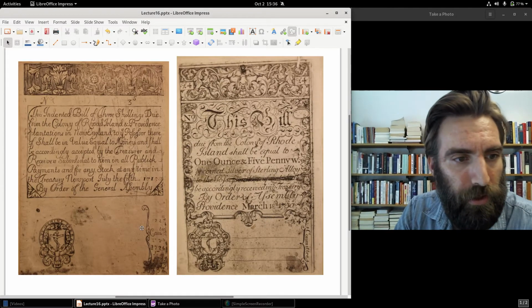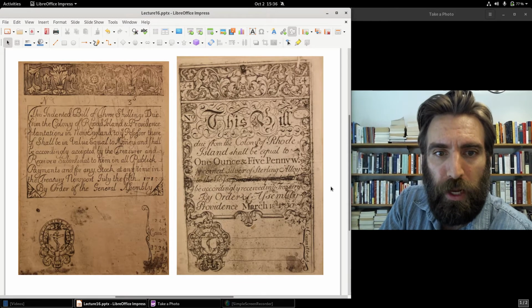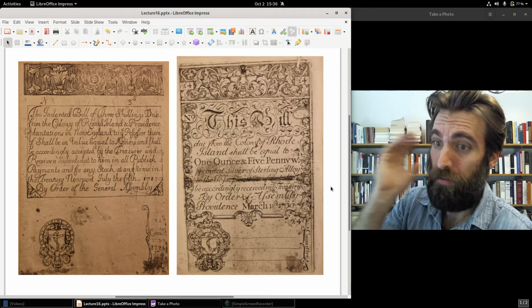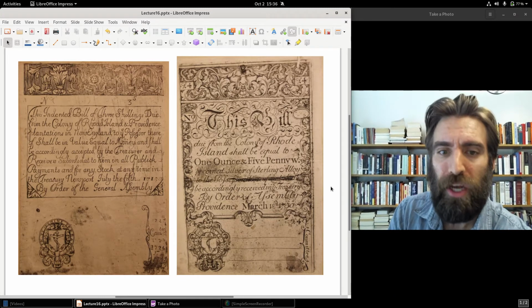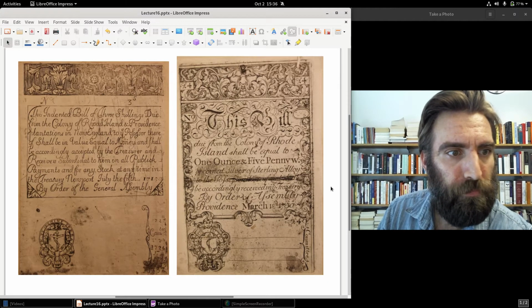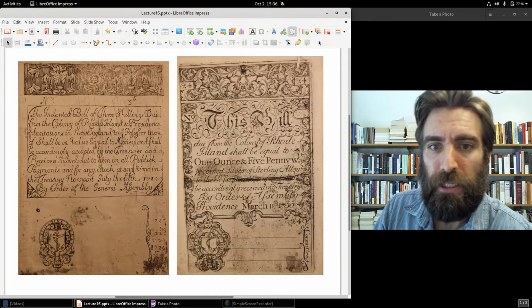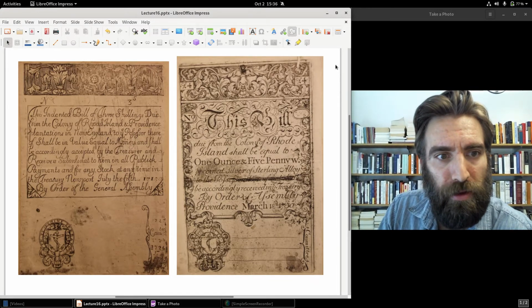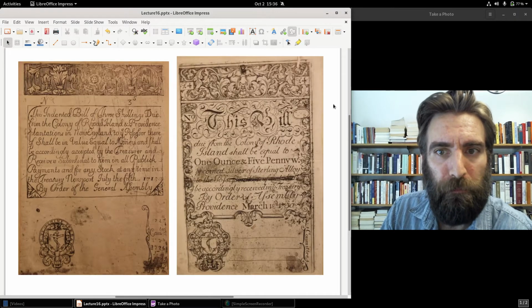This was Rhode Island paper currency. Rhode Island paper currency was notorious. It's just not worth that much. It's not worth as much as it says it's worth. It says it's in value equal to money, but you look at the exchange rate, not the case. A lot of inflation there.